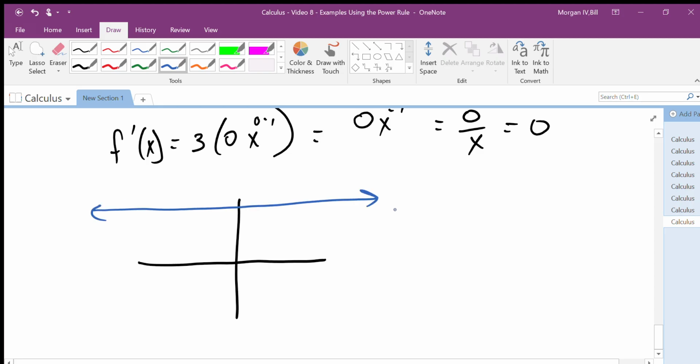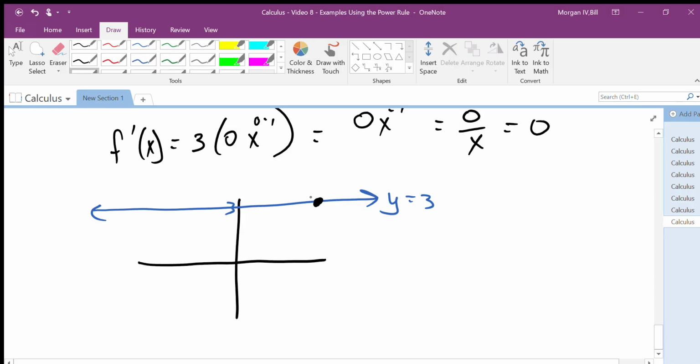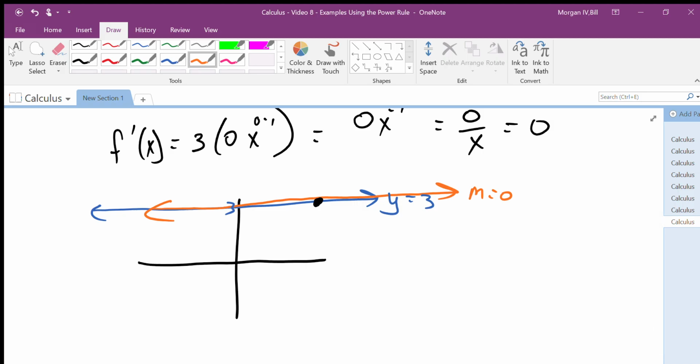Y equals 3 is a horizontal line at 3. Pick any point you want. Doesn't matter where. What's the slope of the tangent line? It's 0. Therefore, the derivative of y equals 3 at any point is 0. This is called the constant rule.